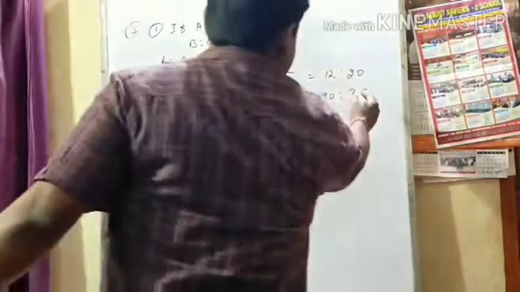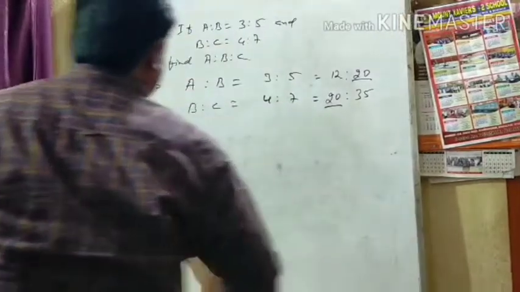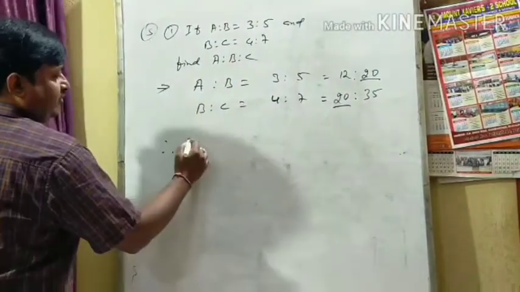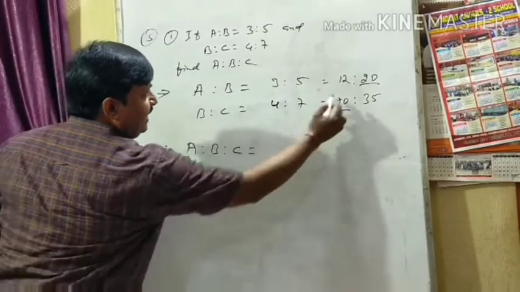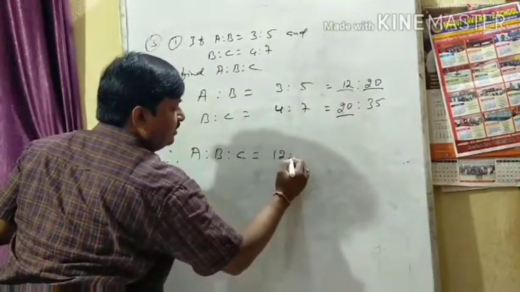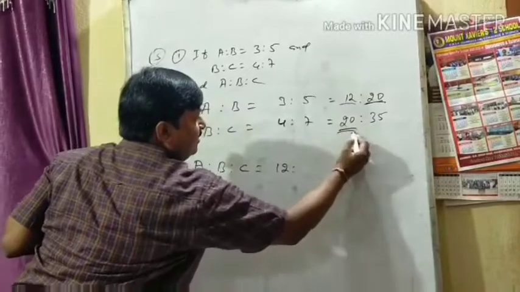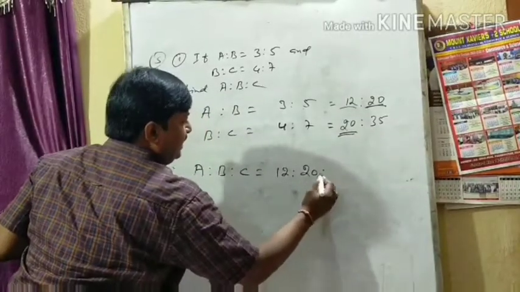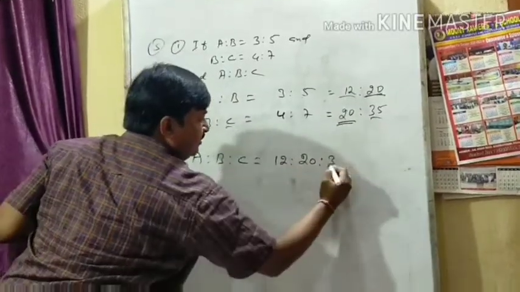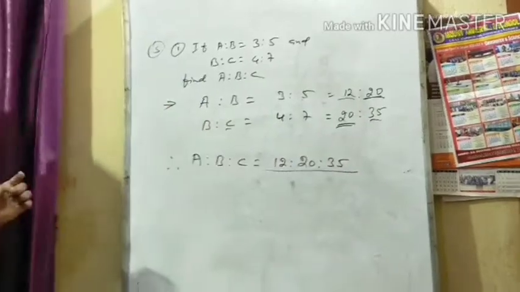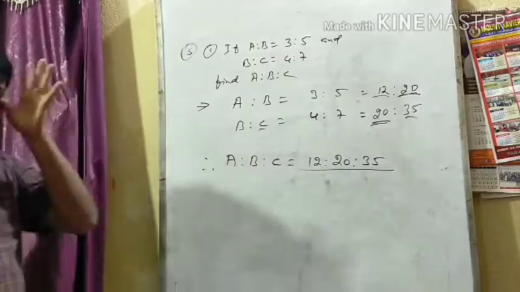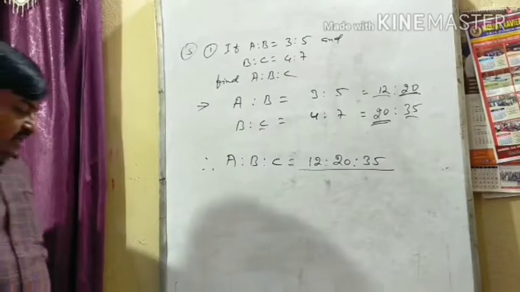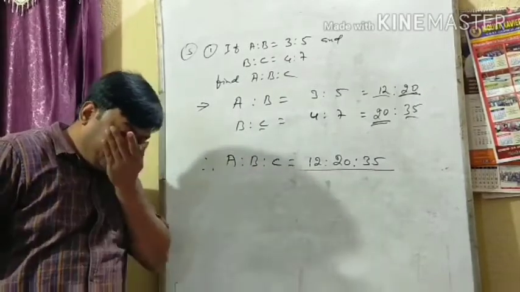Okay student, now see, this is the common term, that is B. Therefore, for A is to B is to C, for A you will write 12, for B it is common, B equals 20, and for C you will write 35. So student, this way you find A is to B is to C. Very easy. Next question.